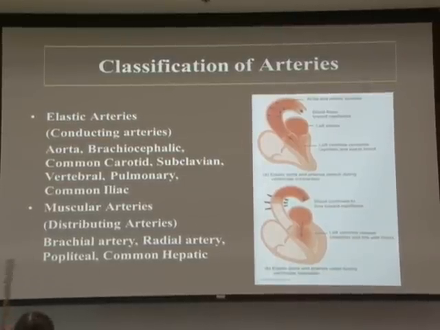As we move further away from the heart, in the arms, the brachial, and the legs, the popliteal, what happens is the muscles get thicker, and we can vasoconstrict and dilate those blood vessels more. So we call those muscular arteries because they help control blood flow patterns to the extremities.